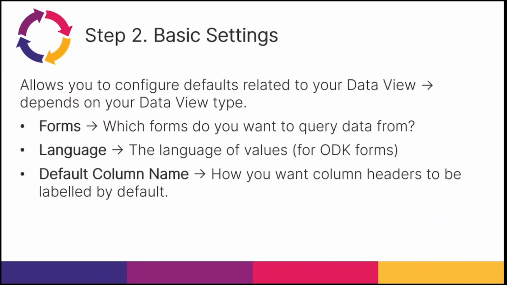In step 2, we get the option to configure basic settings. So this is where we can say things like, what forms are we querying data from? What language do we want those forms to appear in? Obviously you can have multiple languages associated with your forms. Do you want it in English, French, Spanish, etc.? You can also decide how you want your field names or your default column name to appear. So do you want to use the ODK labels? Do you want to use the names? What is the default naming that you have included in your data view?